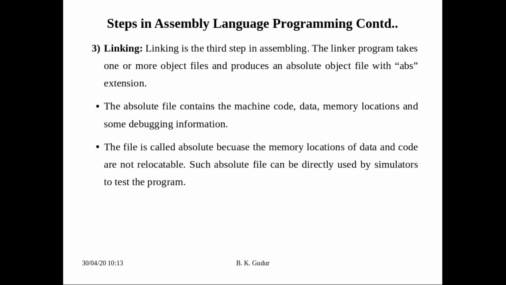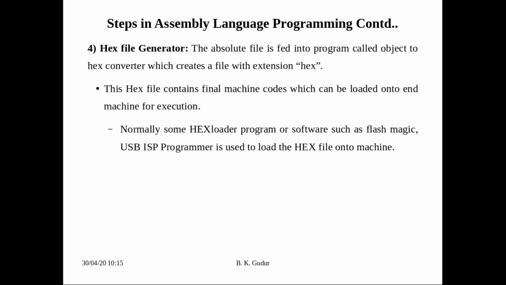To convert this absolute file to machine code, meaning hex code, we need a program called the object to hex code converter. The absolute file is fed to a program called the object to hex converter, which creates a file with the .hex extension. This hex file contains the final machine codes, which can be loaded onto the target machine for execution. Normally, some loader programs or software such as Flash Magic, USB ISP Programmer, and Prog ISP can be used to load the hex file onto a target machine.